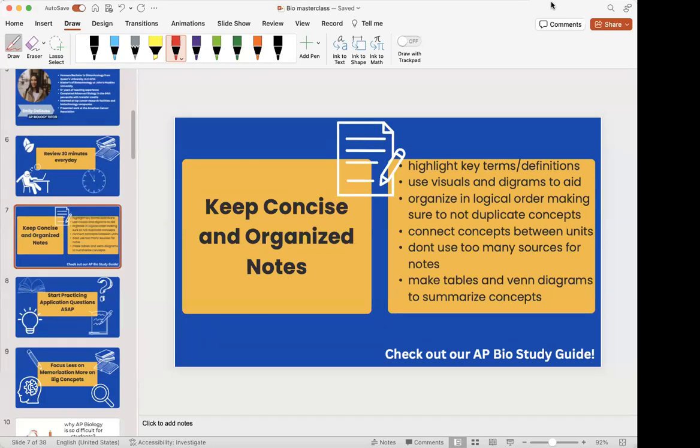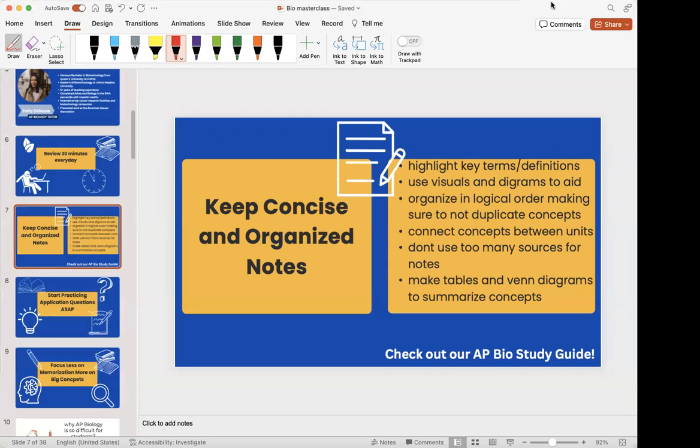The next one is to organize them in a logical order, making sure not to duplicate concepts. This is to keep very concise and organized notes. So you want to do it in a very logical order. What I would recommend is look at the order that they do it in the textbook. Even if you're using lecture slides from your teacher, or other sources, look at the textbook and the way that it's broken down and the order in which you should learn it in. That's going to make the most sense.